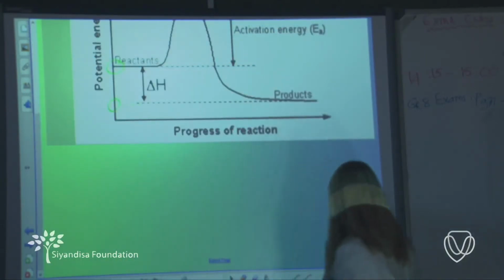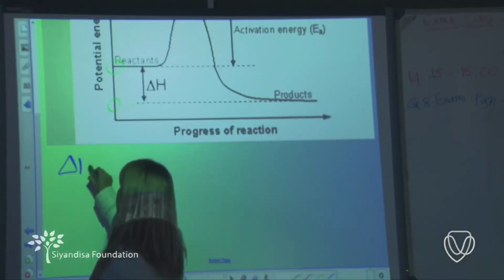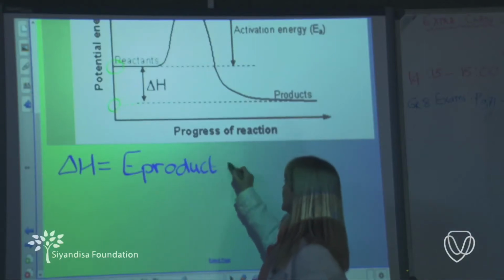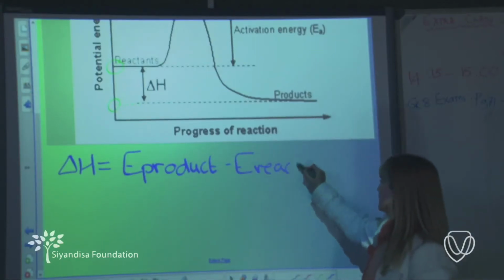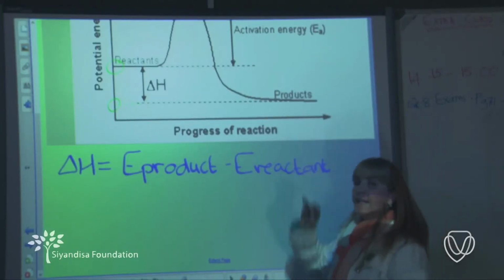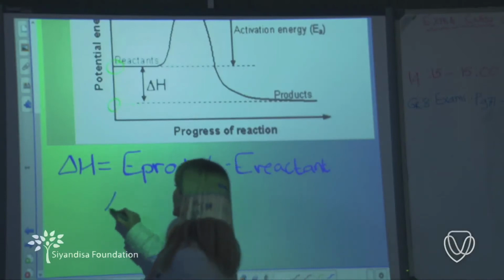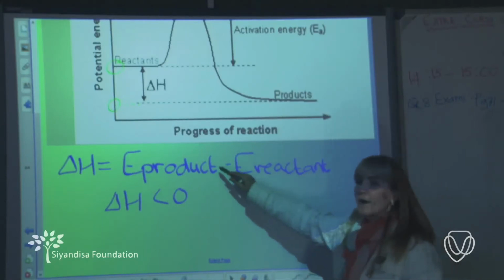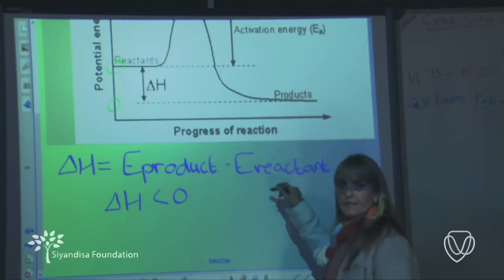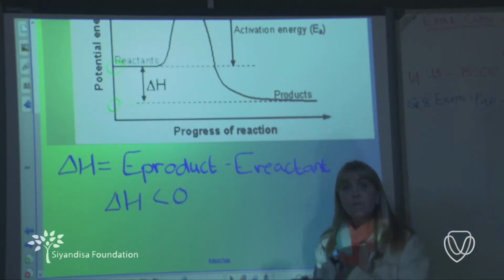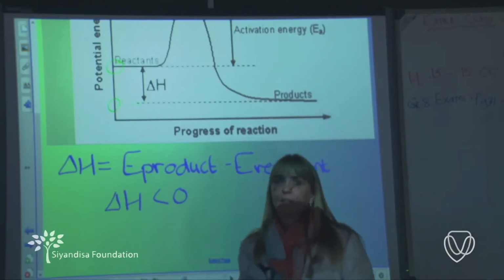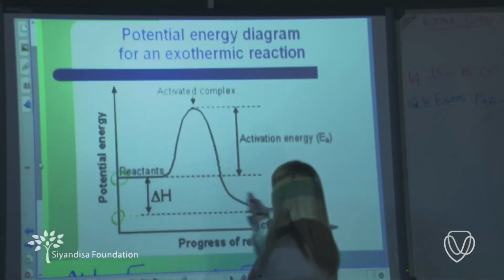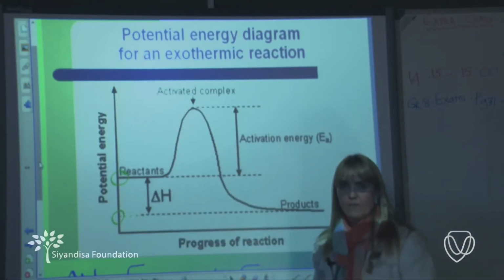let me just change color here. Delta H will always be the energy of products minus the energy of my reactants. And in an exothermic reaction, delta H is always going to be a negative value. Why? Because my products have got less energy than my reactants. So when I subtract the energy of my reactants from the energy of my products, I will always end up with a negative value. And the shape of the graph for exothermic always shows that the energy of the products is below the energy of the reactants.